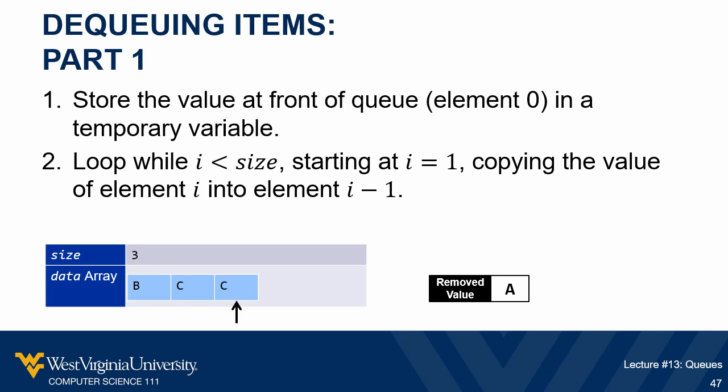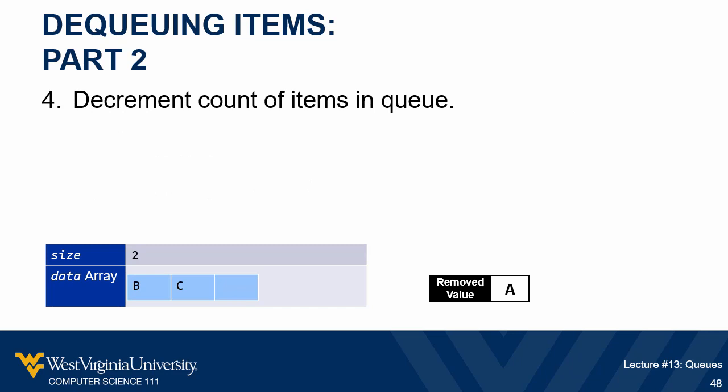Once we get to the end of the elements that we actually have data in, we're going to set that last element, size minus 1, to null to signify that it's no longer in use. We'll continue by decrementing the count of items in the queue. So we'll reduce the value of size.